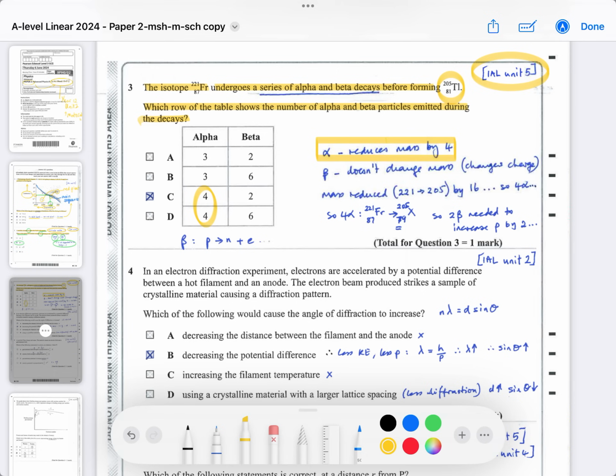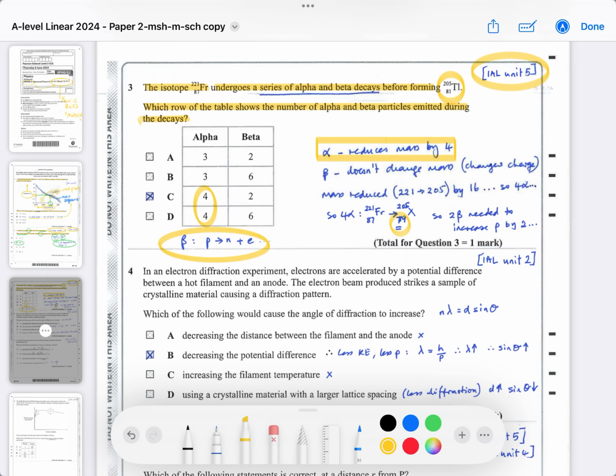So you know it's going to be C or D, because what a beta does, it changes one of the protons into a neutron. So the mass in the nucleus stays the same, because protons and neutrons both add to the top number. But if you've had 4 alpha decays, you should have lost 8 from the bottom, so it should be 87 to 79. That will be 4 times 2, but you've actually got 81. And what beta does, it changes.